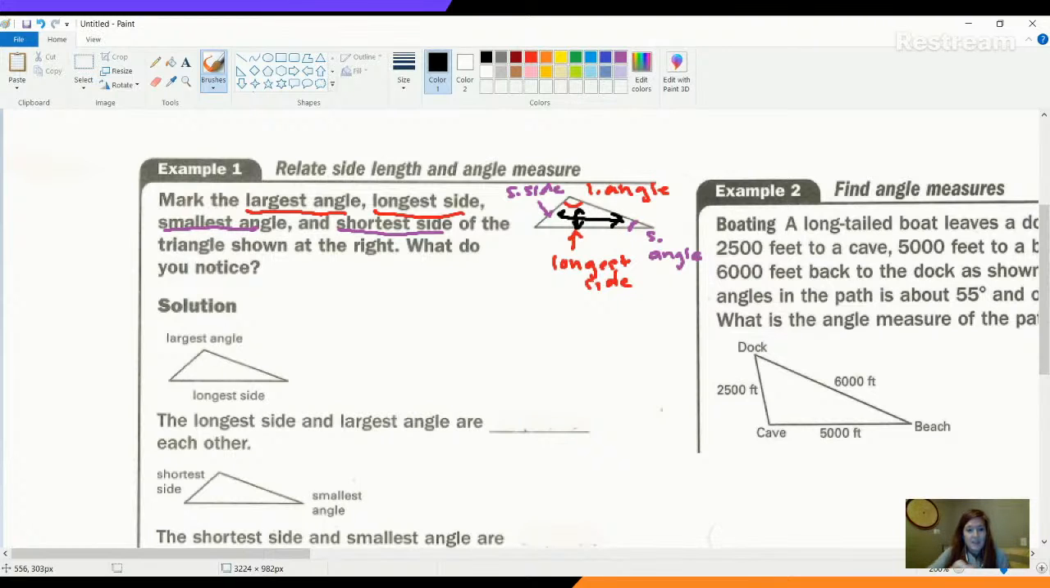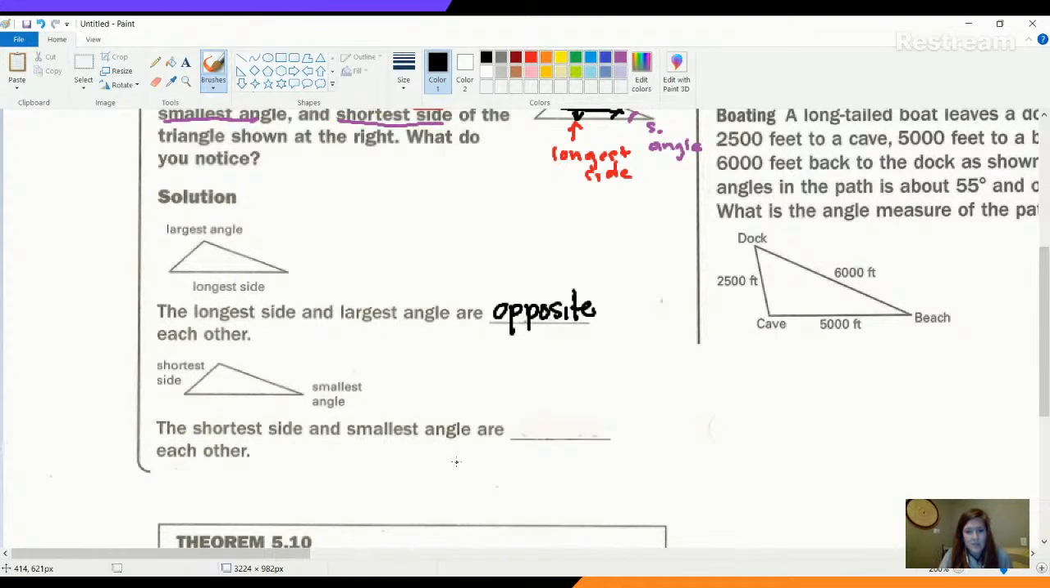All right, so the longest side and the largest angle are opposite each other. Shocking, right? And the shortest side and the smallest angle are also opposite each other. And if you look at any triangle, so we'll just pick on this triangle over here, the longest side is over here. I can just look at my numbers, right? And the largest angle, the biggest out of the 3, is across from it. It's opposite it. So not a coincidence.